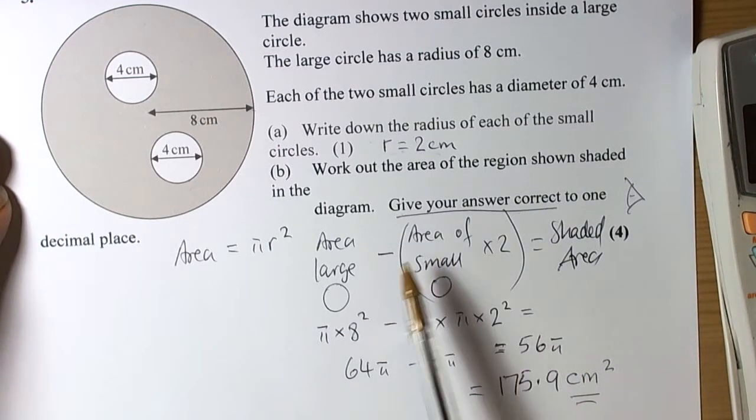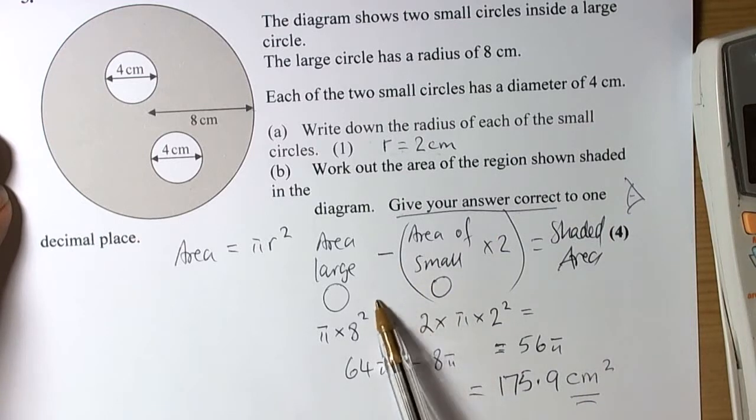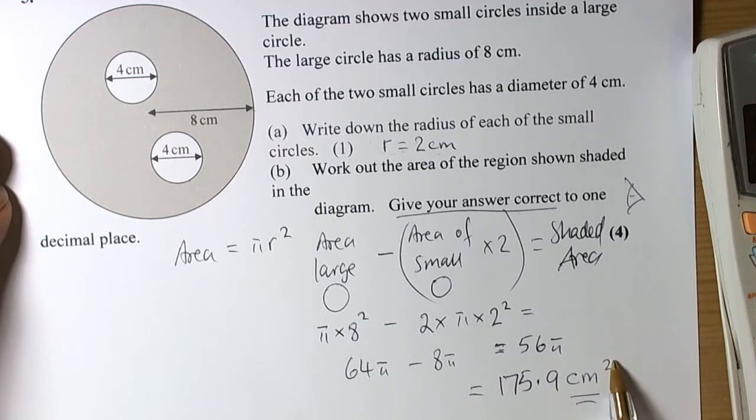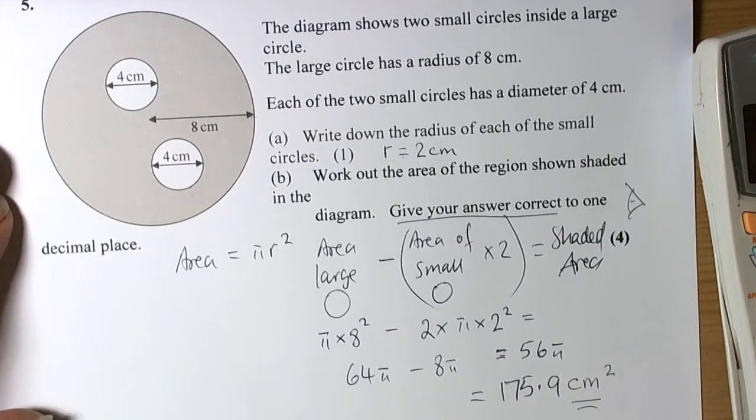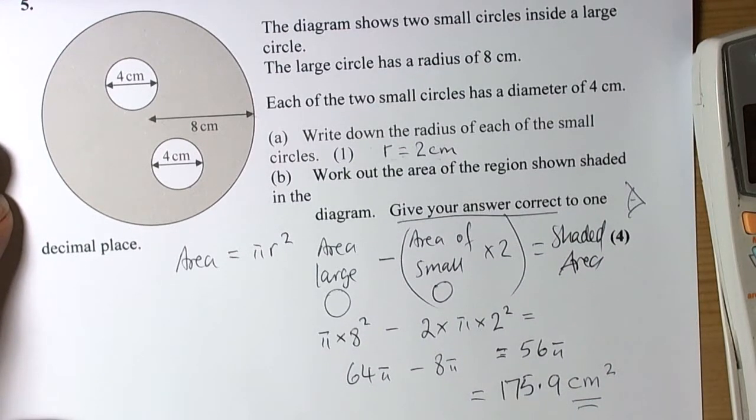Remember, area is for flat shapes and they're 2-dimensional. They have a width and a height. So in this case it's squared units, 2 dimensions. So 175.9 square centimetres. Okay, that's an example of using the formula for the area of a circle and working out shaded bits. Write the formulas down, find out what the values are for the letters, put them in, and then work it through.